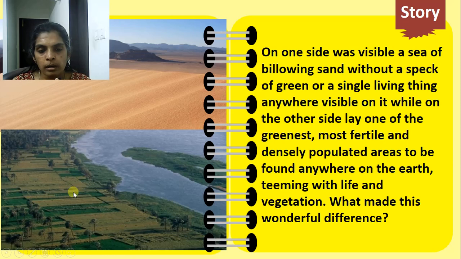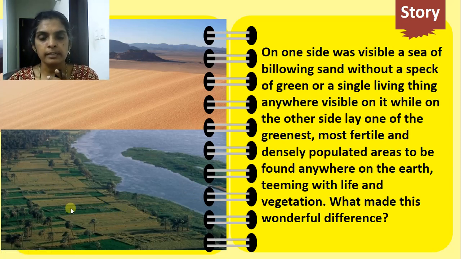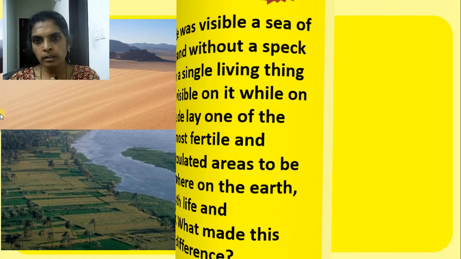So you all will know that wherever there is water, there will be increased concentration of population, isn't it? So here near this Nile valley, there is dense population, there is fertile soil and there is a lot of greenery. So he is asking us, why do you think there is a sharp contrast between the two? What is making all the difference?